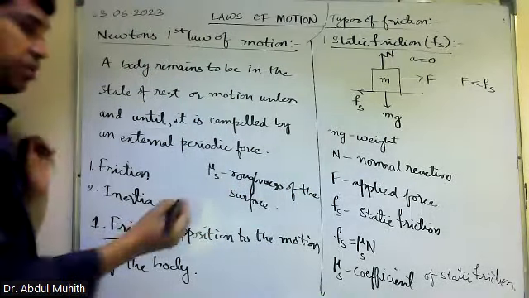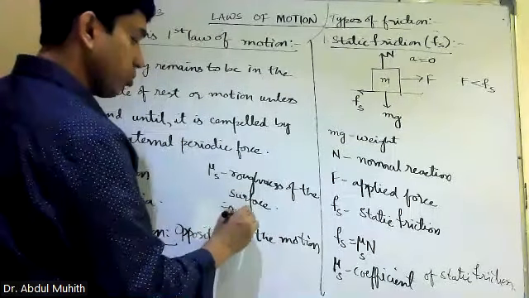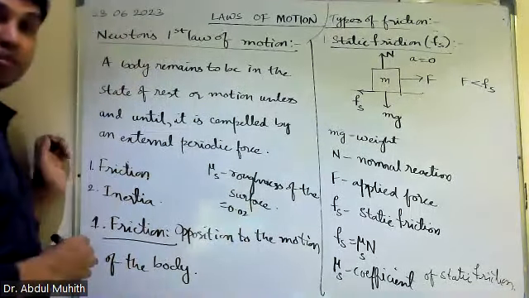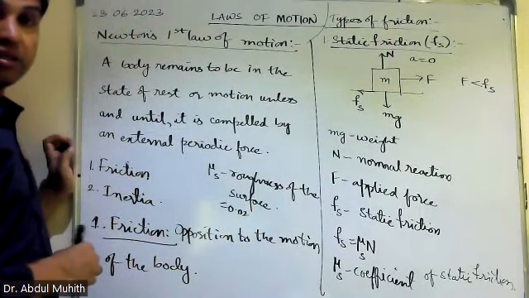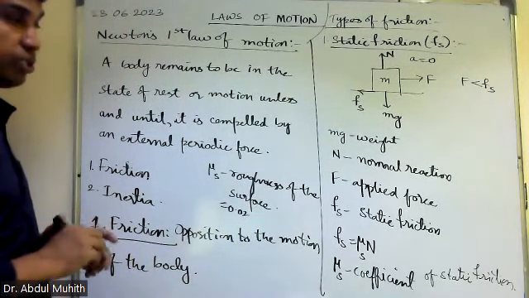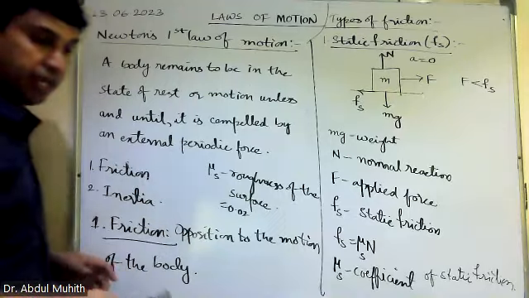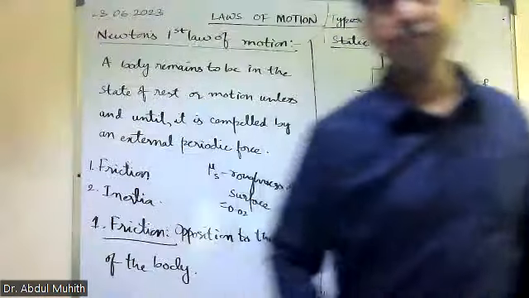The value can be 0.02, 0.04, something like that. Understood? Example. Clear? Okay. Please note this down. Then quickly we will move to the second type of friction.